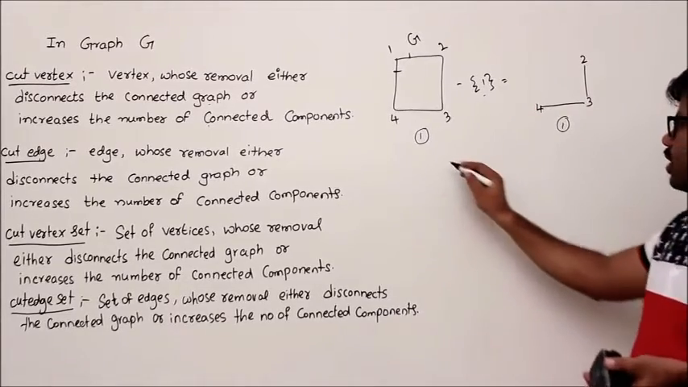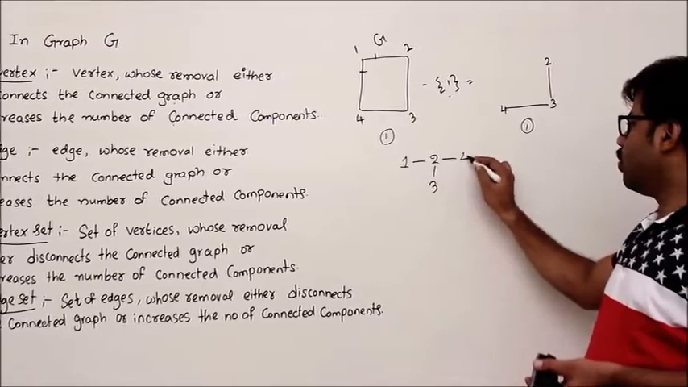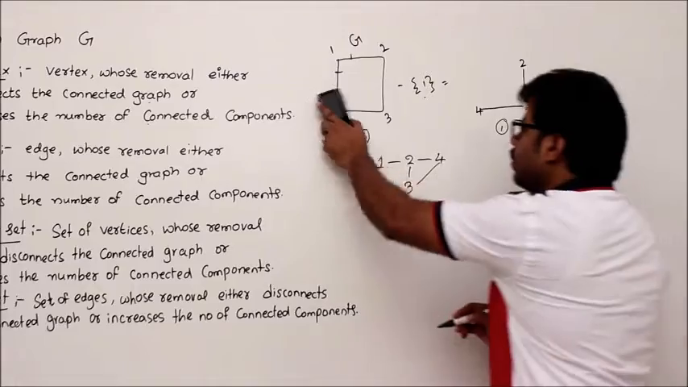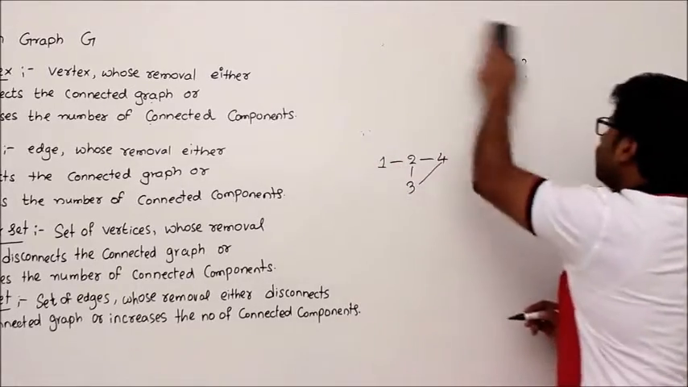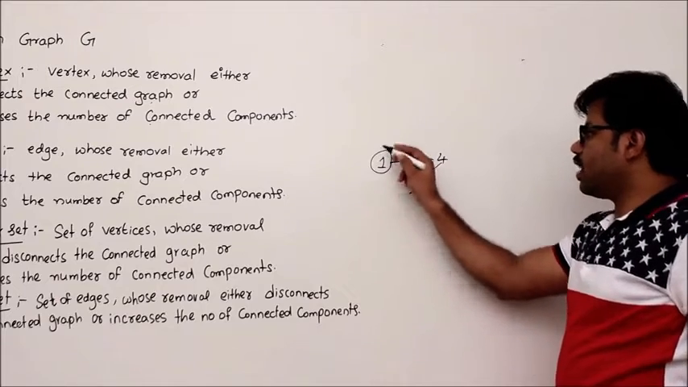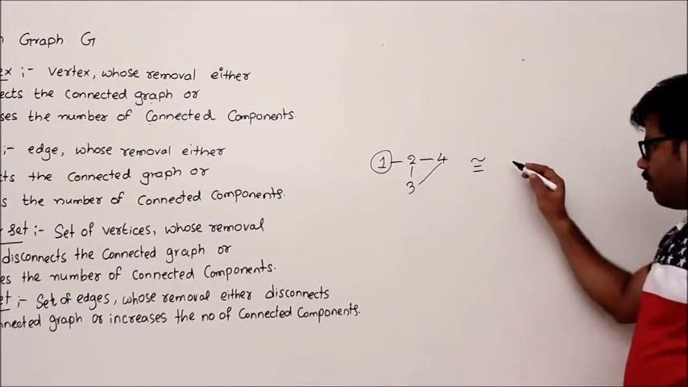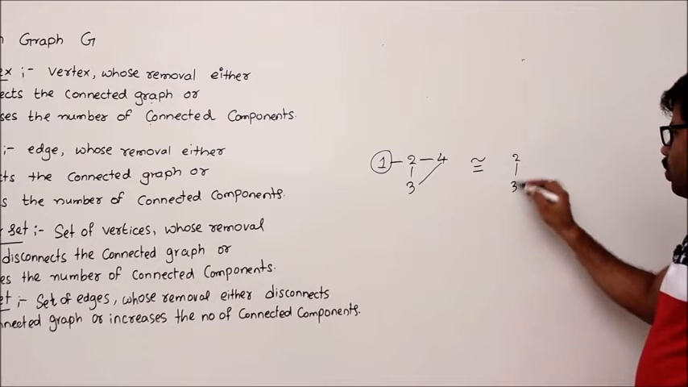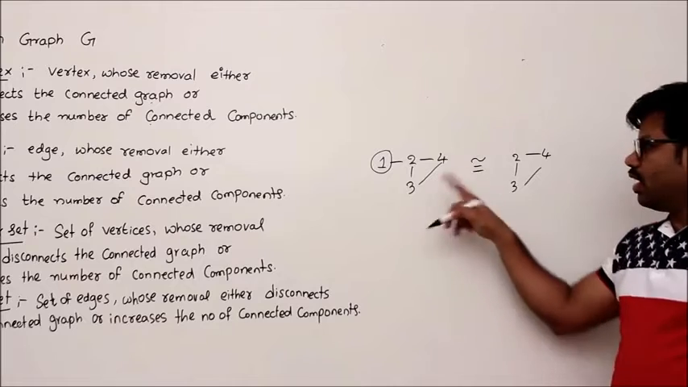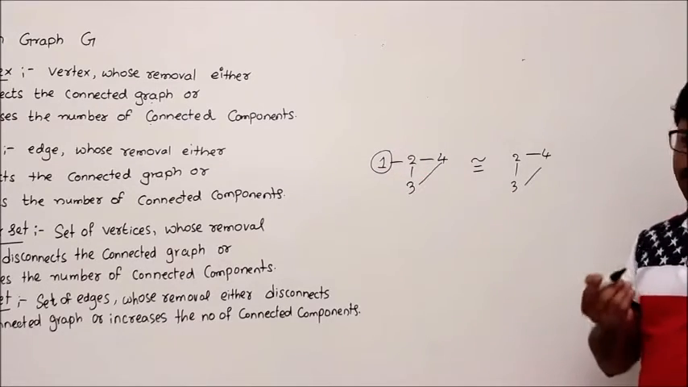Okay, I'll give you one more example. 1 to 2, let's take 2 to 3, 3 to 4. In this problem, we'll see if there is any cut vertex. Vertex 1, is it a cut vertex? Let's remove and check. If you remove vertex 1, then you get a resultant graph, 2 to 3, 2 to 4, 4 to 3, isn't it? Yes, the connected graph is not disconnected, and the number of connected components is not increased. That's why vertex 1 is not a cut vertex.